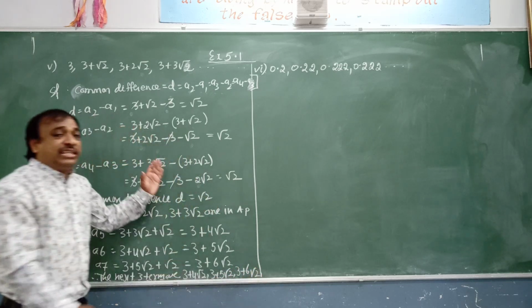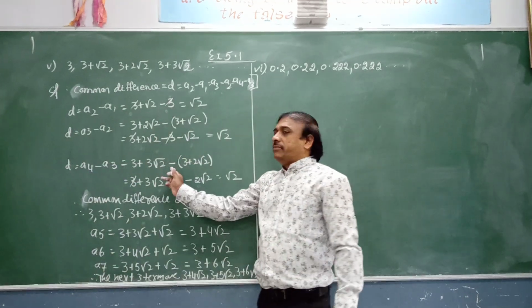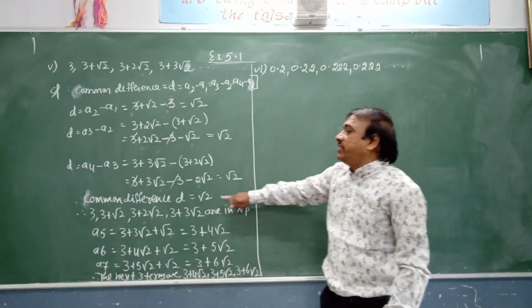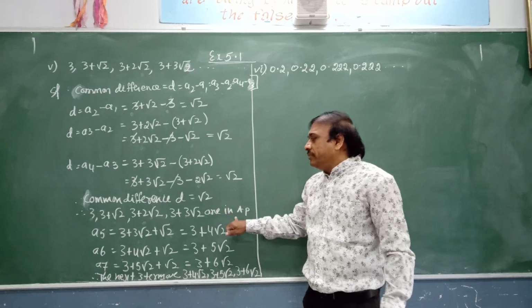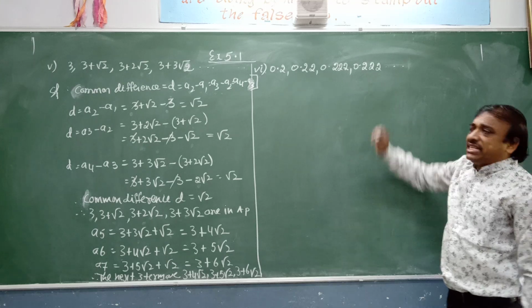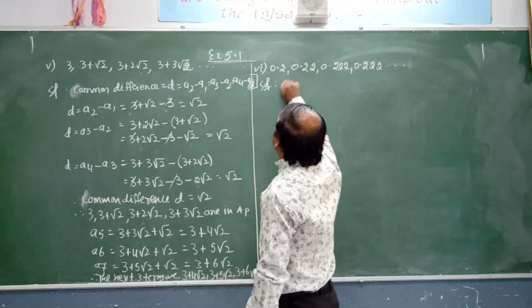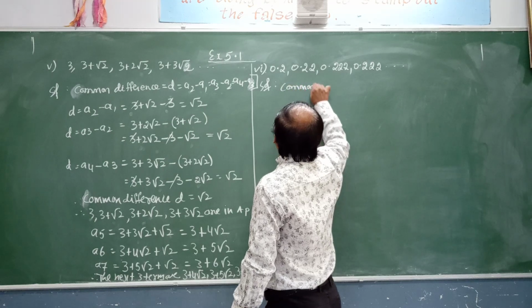He is asking only for the next 3 terms. I hope you understood. First we are finding the common difference. If the difference is the same, then only we can say it is an AP. If it is an AP, we find the next 3 more terms. Now you see question number 6. So in this, the common difference.